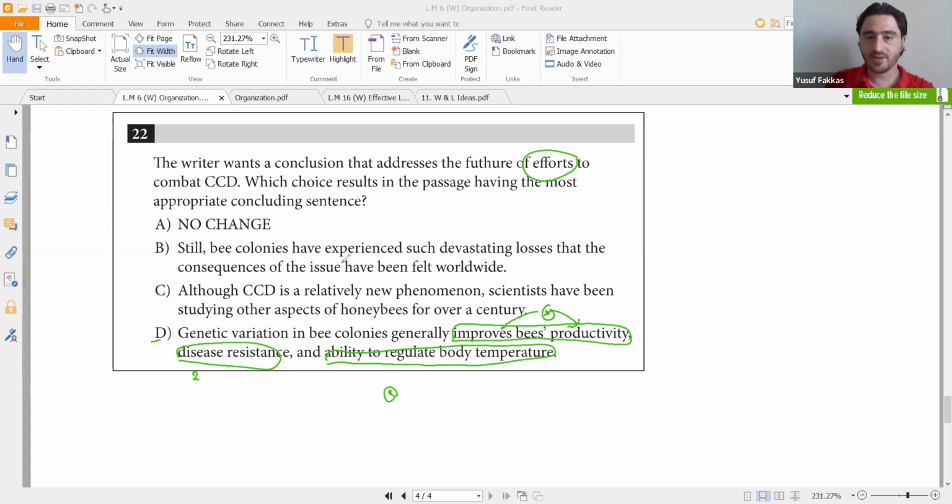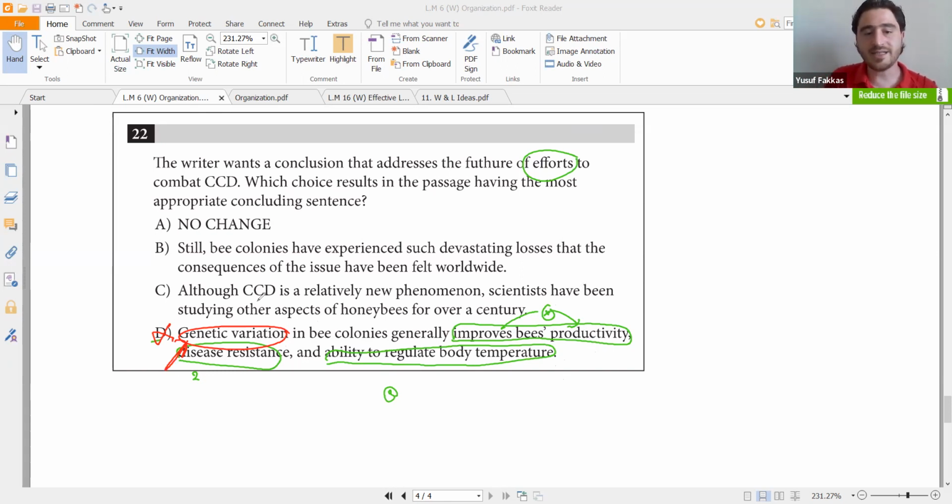First of all, look, these are happening because of what? Because of genetic variation. So it's already something that exists in honeybees. It's not any kind of effort we are doing to fight the disease. It's something they have, genetic variation in the bee colonies. So D doesn't work. Yes, we have many positive points in a list: productivity, resistance, regulate body temperature. But again, that's not our effort. It's just the genetic variation.